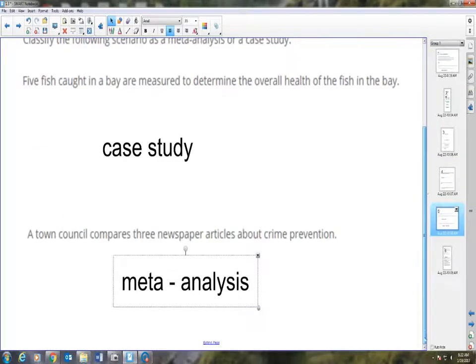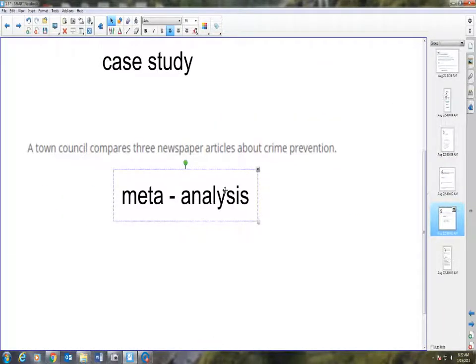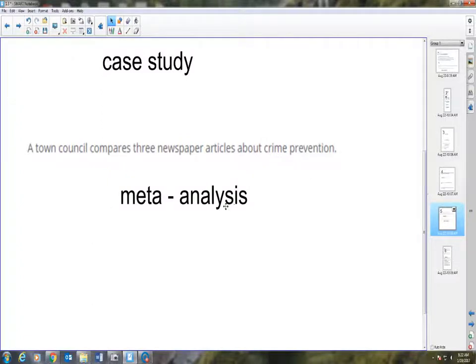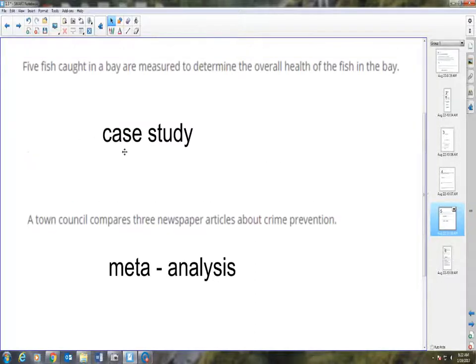So now, let's pretend the study shows that one of the ways for crime prevention, let's pretend, is education. We're going to have better education to prevent crime. So if the town council begins to look at the education of wherever they live, looking at the test scores from the schools where they live, if you go a little bit more in depth, that can be a case study.